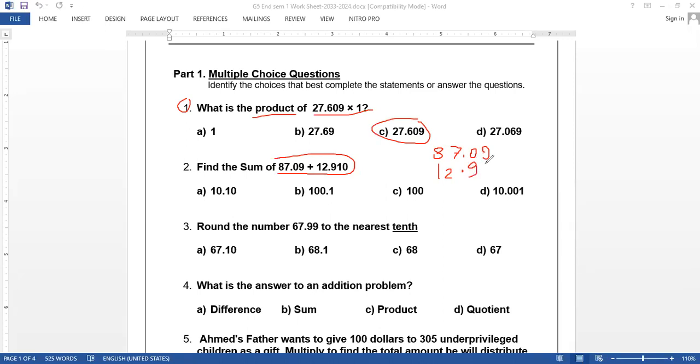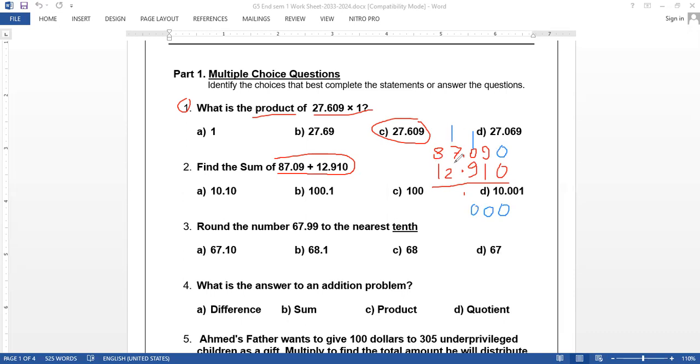9, 1, 0. Now in the sum, I put the dot first of all, then I add from the right. I need to annex 0 sometimes to make it easier for me. Now 0 plus 0 equals 0. 9 plus 1 equals 10. 0 down and 1 up. 1 plus 9 plus 0 equals 10. 0 down and 1 up.